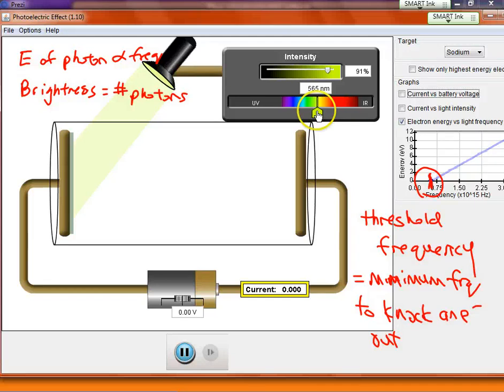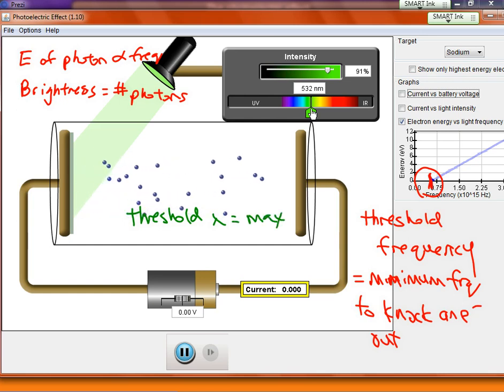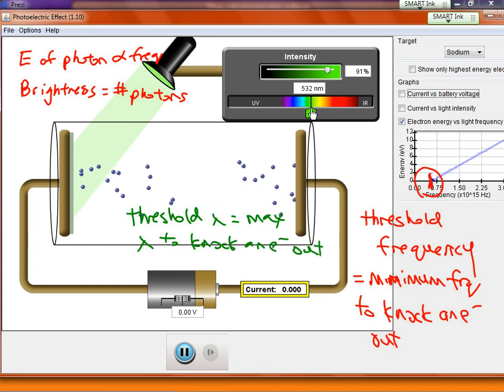Okay, if you talk about threshold wavelength, you can see as you have more energy, the wavelength is getting smaller and smaller. As you have less energy, the wavelength is getting larger and larger. Okay, so vice versa, we have something called the threshold wavelength, which is basically the maximum wavelength to knock an electron out, because wavelength is inversely related with energy.